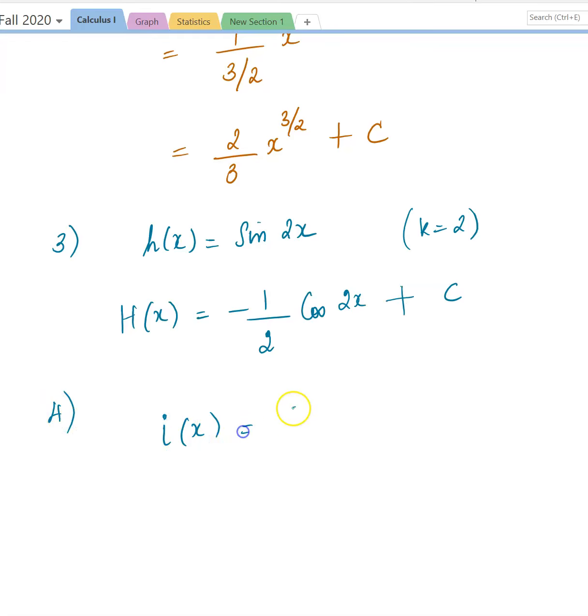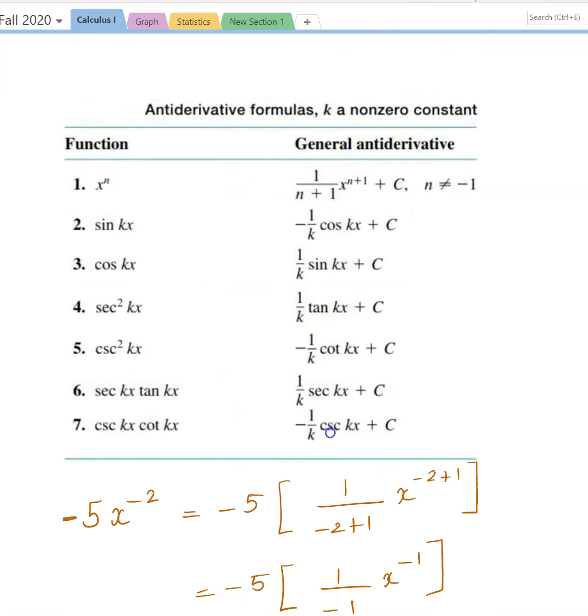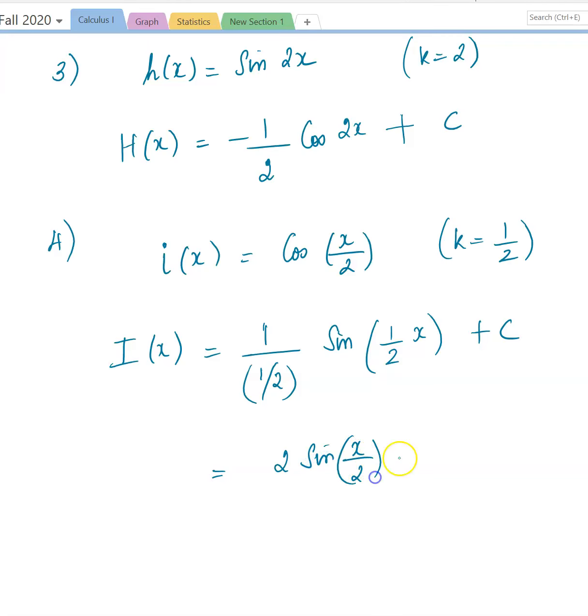I of x is cosine x over 2. Here's the case where k is half. So capital I of x will be, take you back to the formula quickly because this is to do with cosine. Cosine kx doesn't have the minus, so it's 1 over k sine kx plus c. 1 over k, which k itself is half, sine half times x, kx, plus c. Clean this up, this goes on top, so it becomes a 2 sine x over 2 plus c.